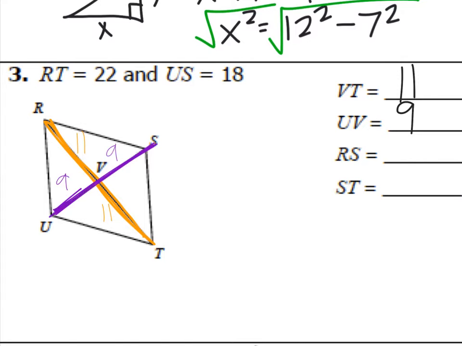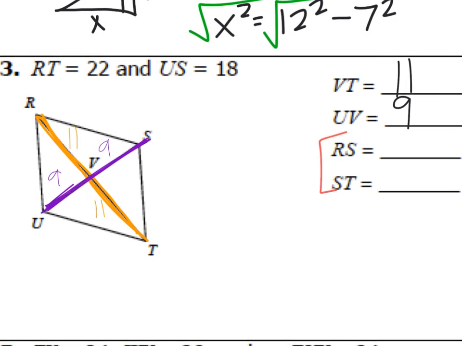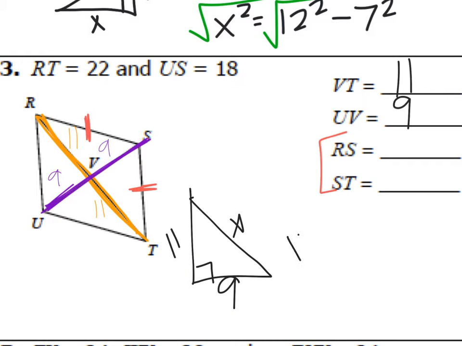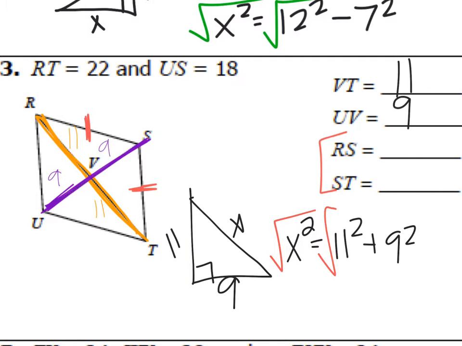But I do recognize that these two are side lengths, so I know that if I find one, I've found the other. So Pythagorean theorem. This is 11, this is 9. So to solve for my side, x squared is 11 squared plus 9 squared. Square root both sides. So the square root of 11 squared plus 9 squared is 14.2. So both of our side lengths are 14.2.